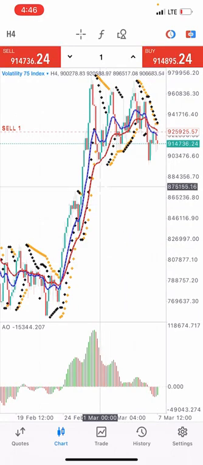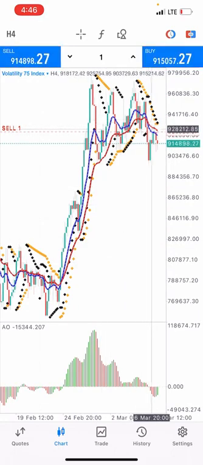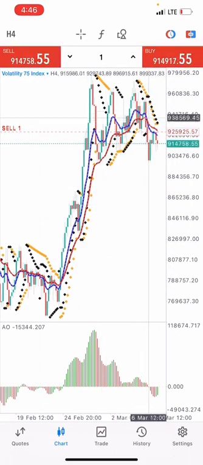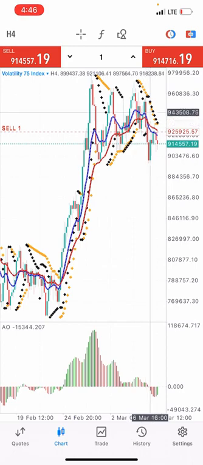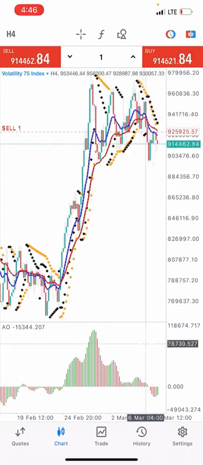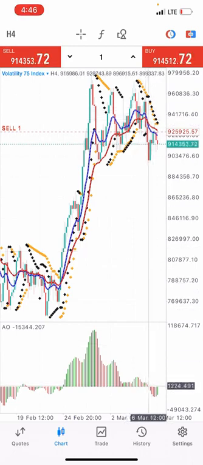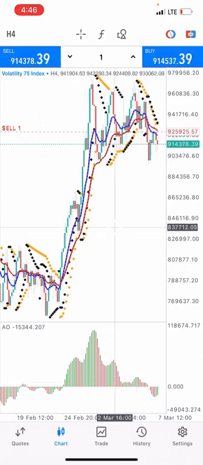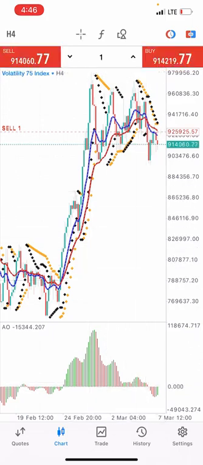Okay, look at it. On the 4 hour time frame, the red moving average just crossed above, and the black parabolic SAR is above the yellow one. You can see, and also the awesome oscillator below the zero level gives me a reason to place a sell.